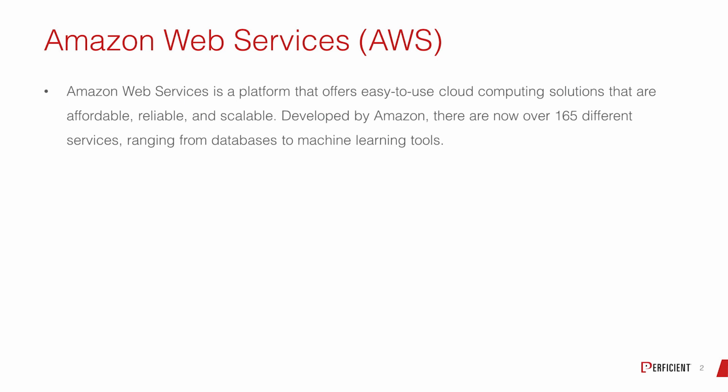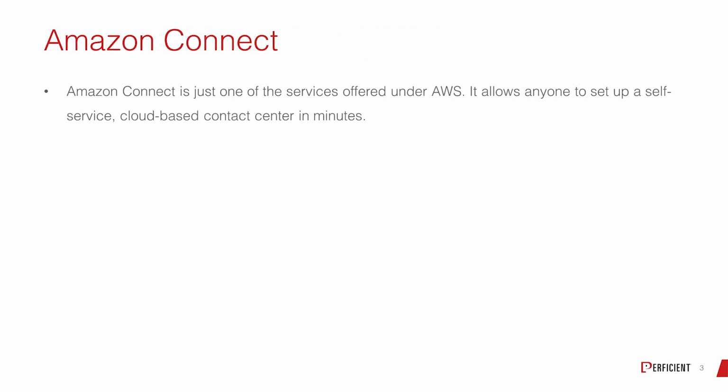Okay, so to get started, let's talk about Amazon Web Services. What is it? It's a platform that offers easy-to-use cloud computing solutions that are affordable, reliable, and scalable. Developed by Amazon, there are now over 165 services, ranging from databases to machine learning tools. One of these services is Amazon Connect, and it allows anyone to set up a self-service cloud-based contact center in minutes. So what are some of the benefits of this?